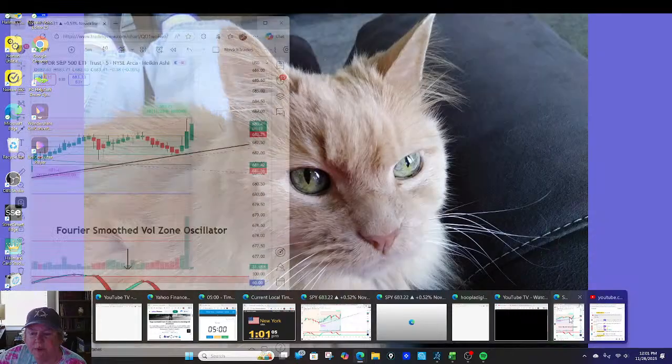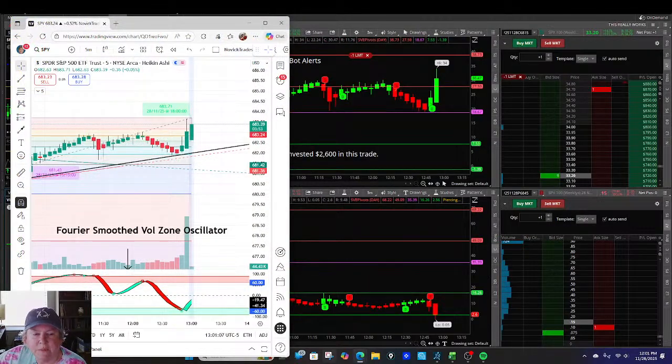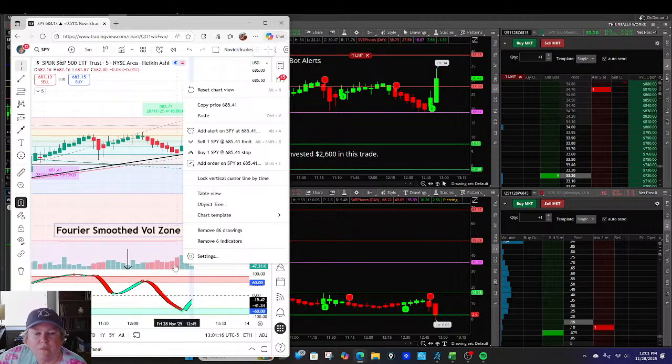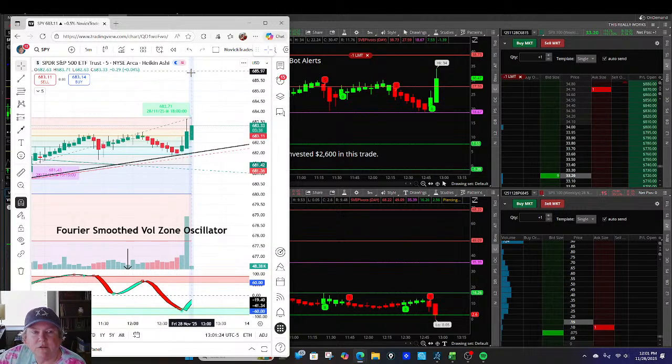Let me put this back on because I think this is helpful for you to see. If anybody knows what this blue bar is here, please let me know. I've never seen that.